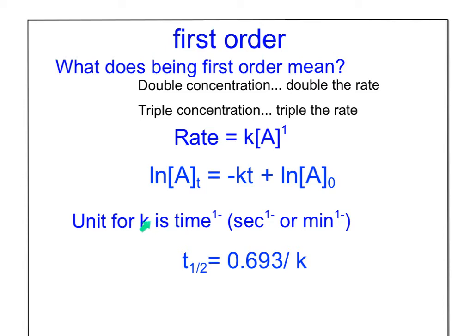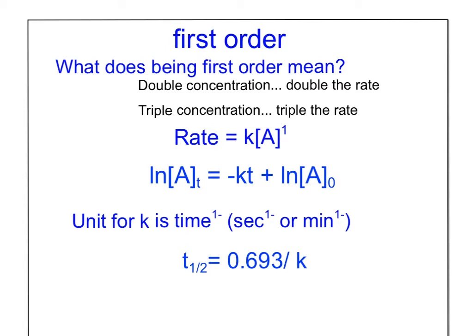The unit for K, so when you solve for K in its first order, will just be time to the -1. So seconds to the -1 or minutes to the -1. And here's the half-life equation. Notice it only depends on K. It does not depend on the initial concentration. First order has a constant half-life.